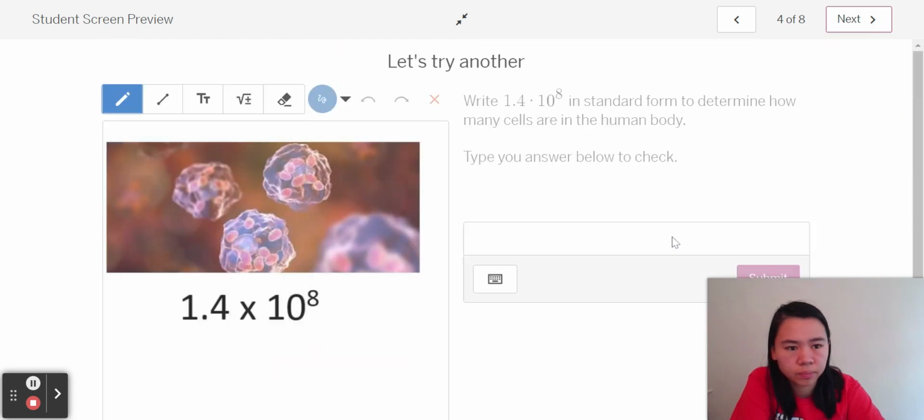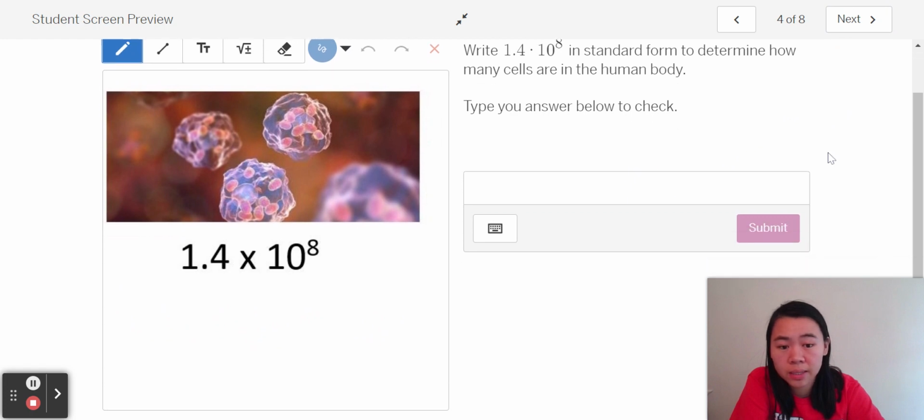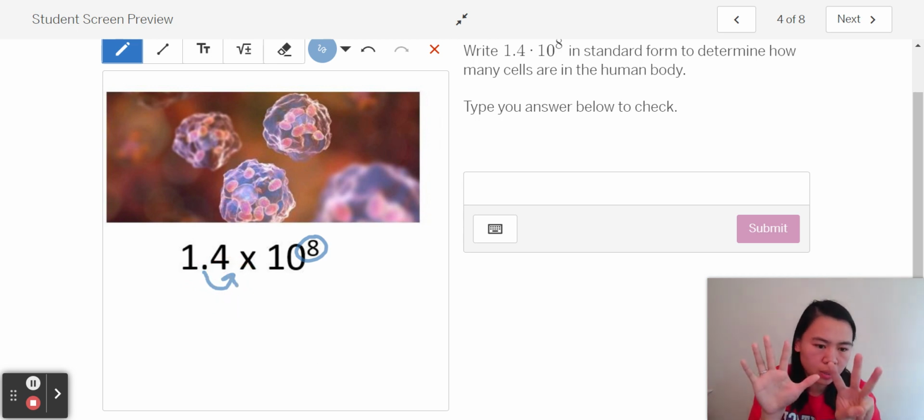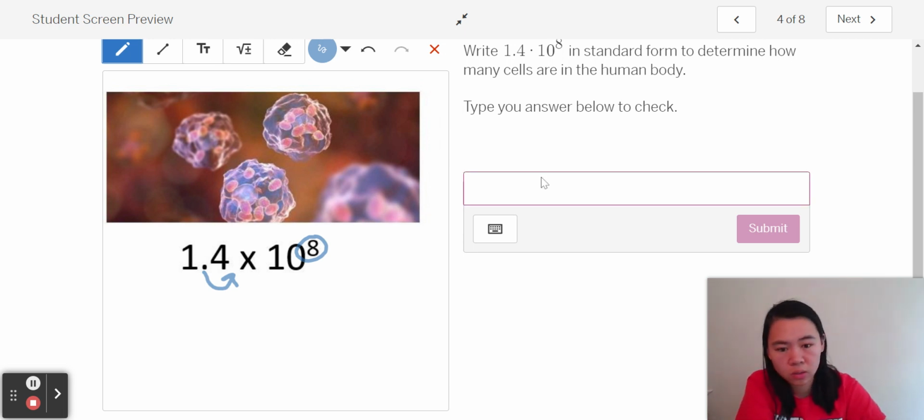Okay. All right, write this number in standard form to determine how many cells are in the human body. So we know there's a lot of cells. This is going to be a very large number because it's a positive 8. This means I have 8 jumps. I know that I have to take 1 jump to get over this 4. So if you can reason that way, I have 8 jumps. I got to use 1 to get over the 4, so I'm going to have 7 jumps left over. That means 7 zeros.